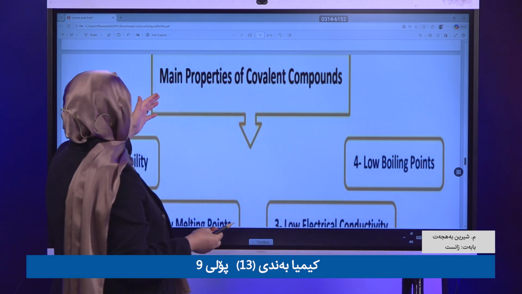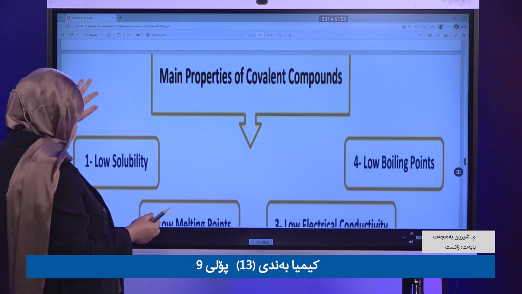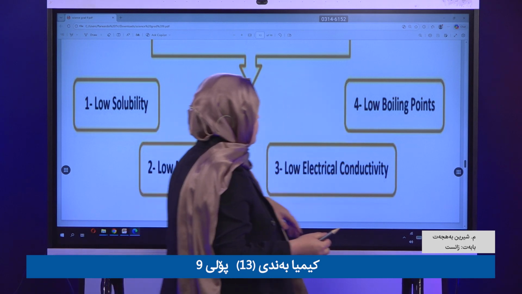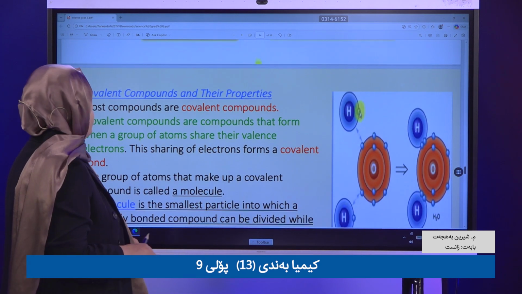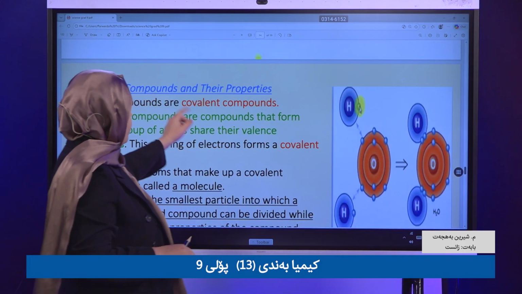Okay, before we start, the main properties of covalent compounds are low solubility, low melting point, low electrical conductivity, and low boiling point. I'm going to explain in detail. Covalent compounds and their properties.